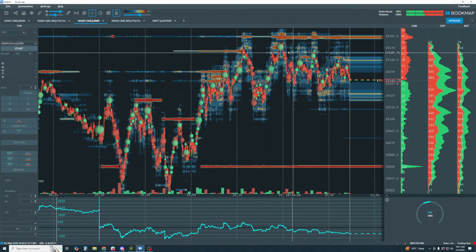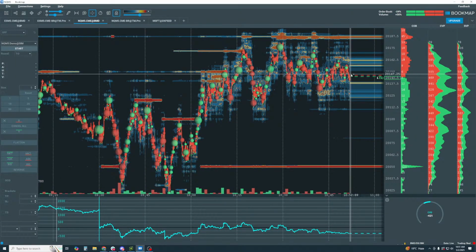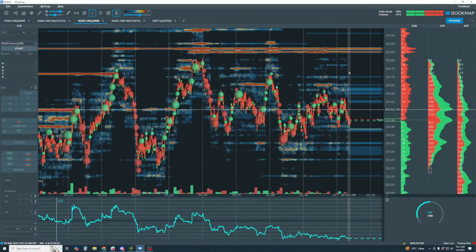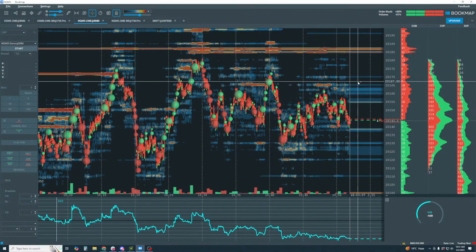Guys, it's just really choppy. There's not much to look at here, to be honest. I'm not seeing much.